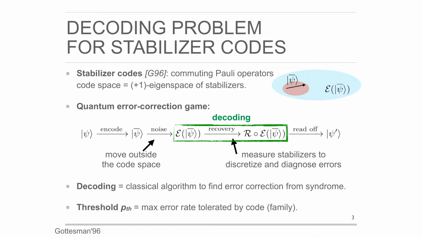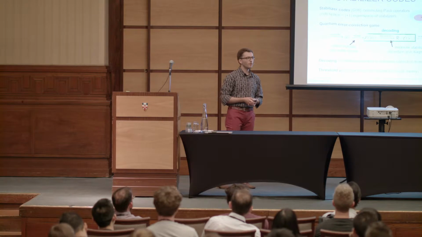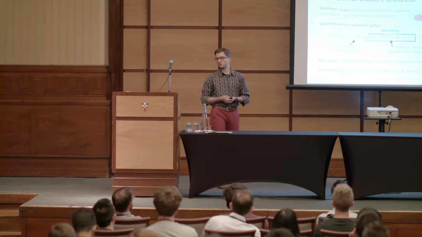In the talk, I will spend quite some time talking about thresholds. So what's a threshold? We can think of the threshold as the maximal error rate the code can tolerate. And the threshold depends on the code family we analyze, on the decoder we use, and also on the noise model, which affects our system.